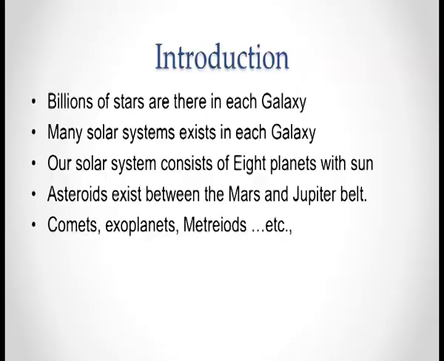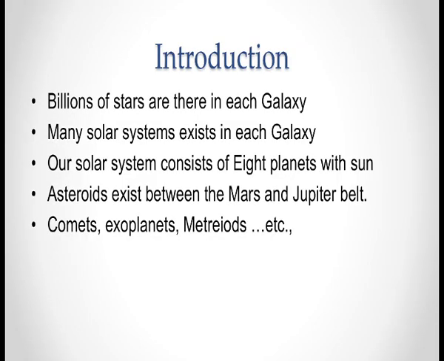Many solar systems exist in each galaxy. So far, in the Milky Way galaxy alone, thousands of solar systems have been found by astronomers and researchers. Our solar system consists of 8 planets. Apart from the planets in our solar system, other objects are there: asteroids, comets, exoplanets, meteoroids. Like that, different objects are there in our solar system, in our galaxy. All these comprise the universe. Asteroids exist in the belt between Mars and Jupiter.